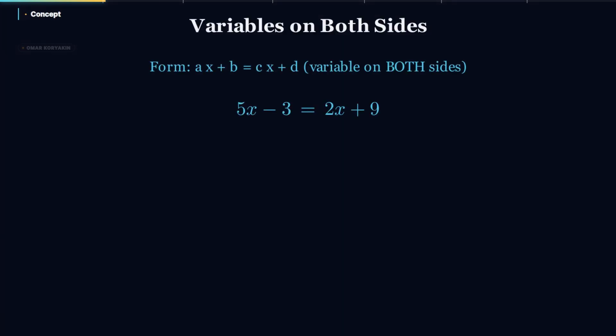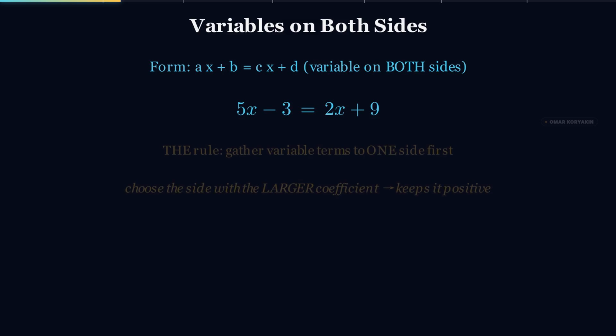A both sides linear equation has the form ax plus b equals cx plus d, with the variable x appearing on both the left and the right of the equal sign. The structure is still linear because x appears only to the first power. The both sides feature is the only structural change from previous lessons, and it requires just one preliminary gather step before the standard two-step procedure takes over.